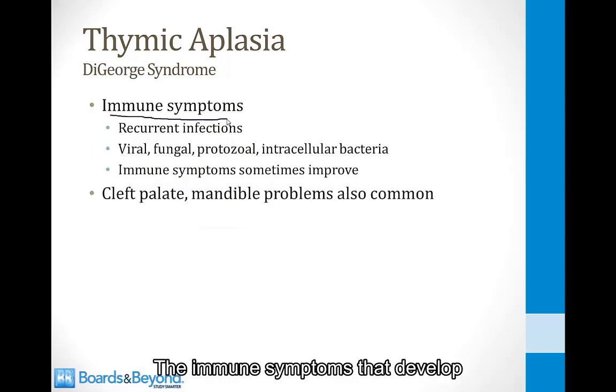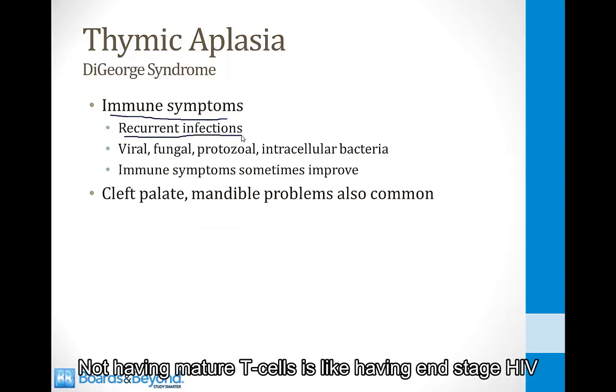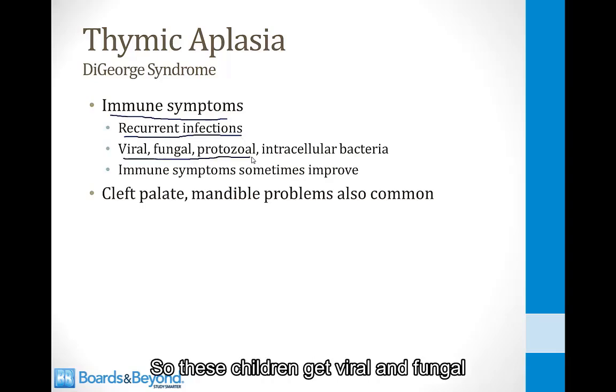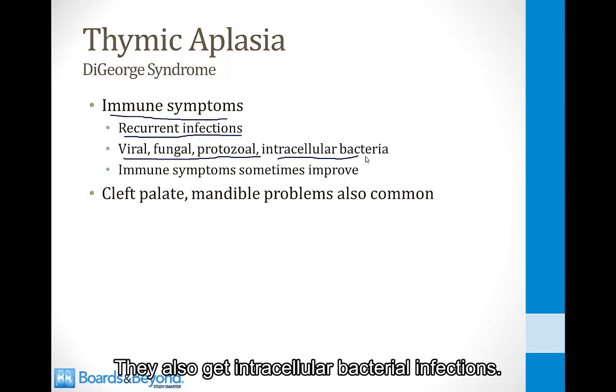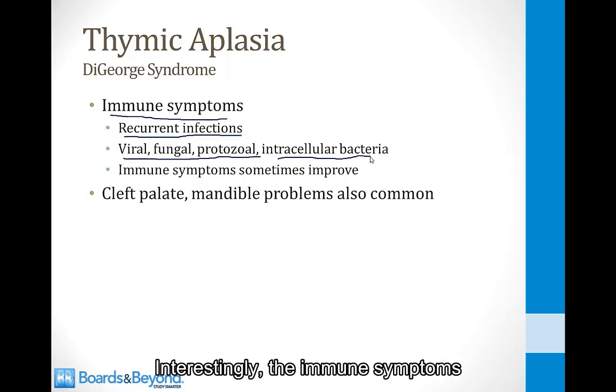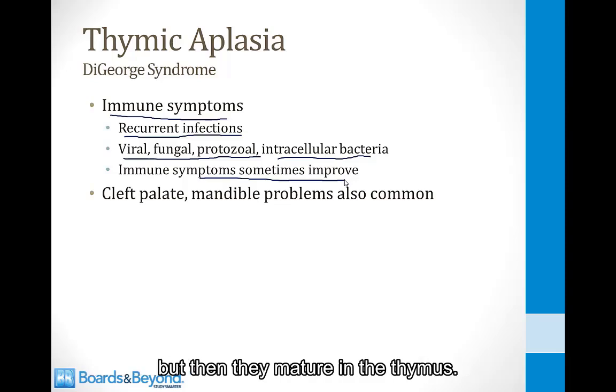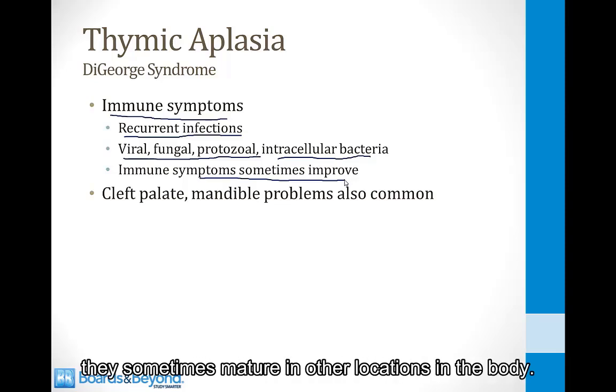The immune symptoms that develop all have to do with recurrent infections. Not having mature T cells is like having end-stage HIV or AIDS, so these children get viral and fungal and protozoal infections. They also get intracellular bacterial infections. Interestingly, the immune symptoms sometimes improve a little bit with age. Recall that T cells are synthesized in the bone marrow, but then they mature in the thymus. When the thymus is missing, they sometimes mature in other locations in the body.